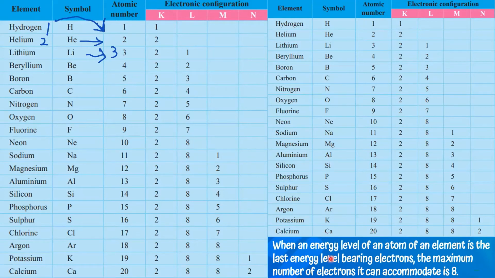When an energy level of an atom of an element is the last energy level bearing electrons, the maximum number of electrons it can accommodate is 8. So here, the maximum number of electrons it can accommodate is 8.